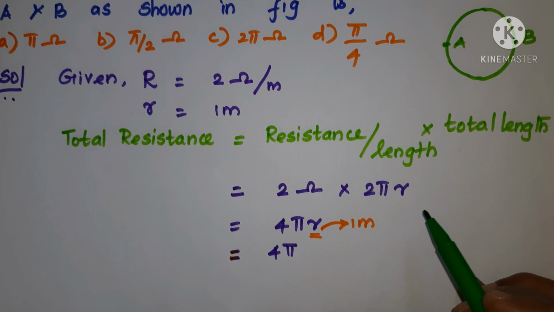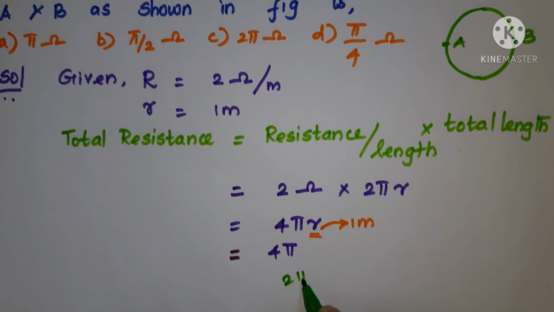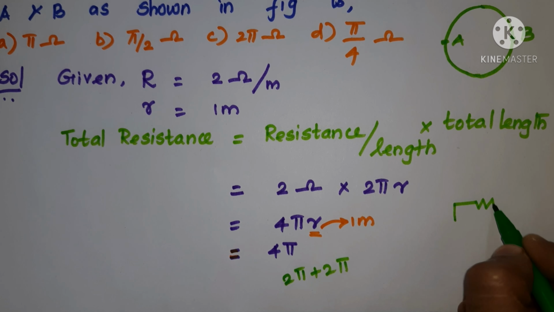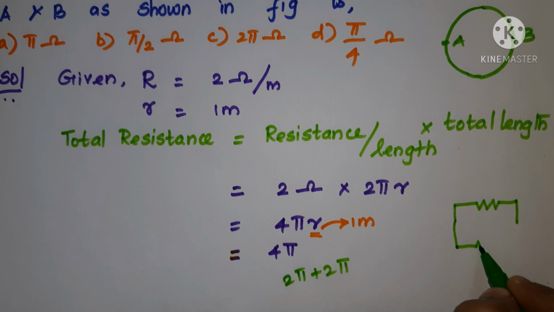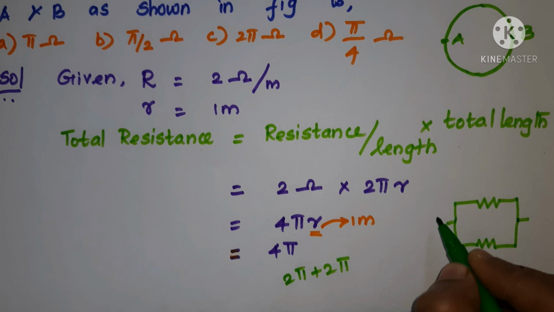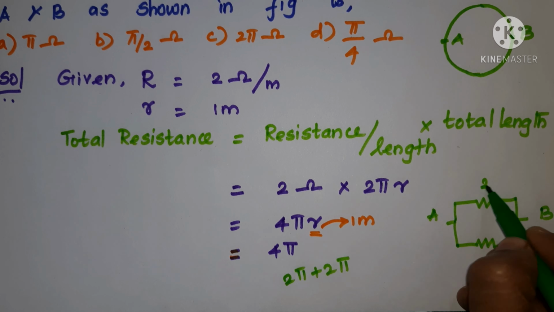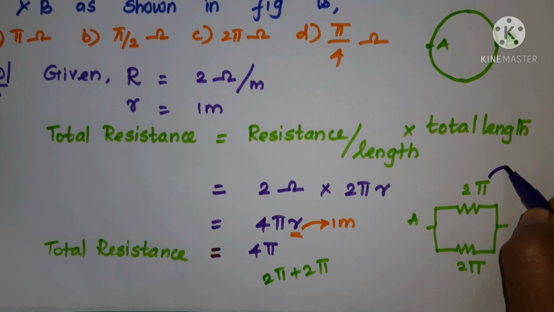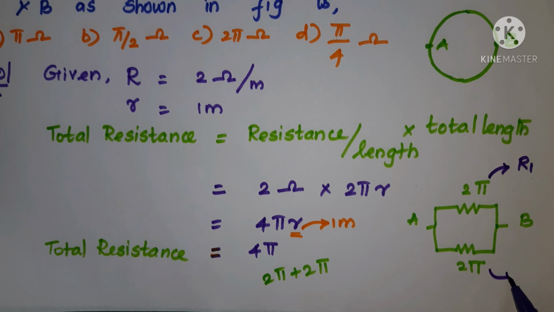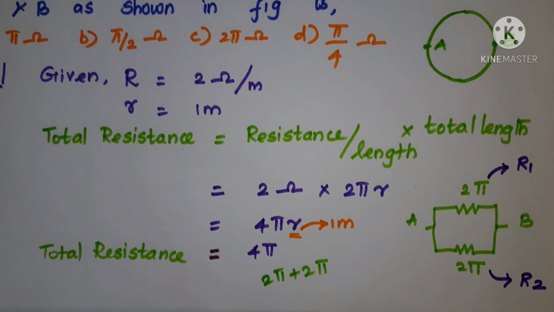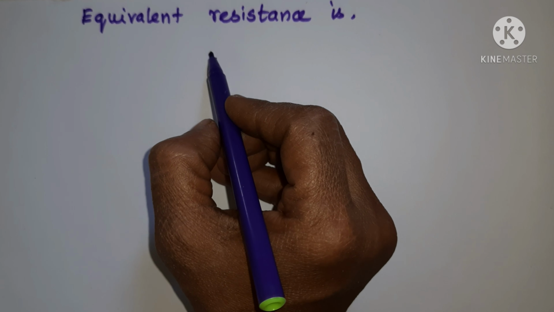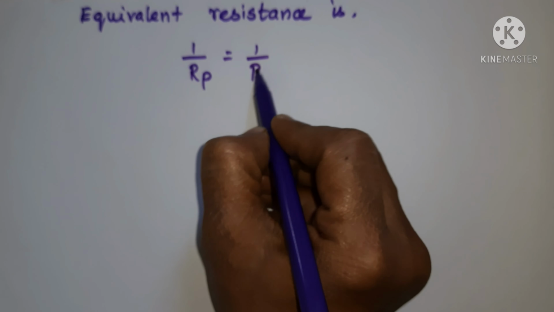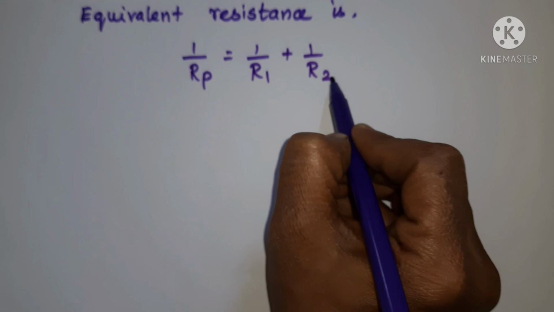So the resistance now is divided into 2 pi plus 2 pi. This is the resistance at one half. This is the resistance at the other half, at the points A and B. So we have this to be 2 pi and this one to be 2 pi. We shall now assume this resistance to be R1 and this to be R2. Therefore, the equivalent resistance is, as the resistances are connected in parallel, 1 by Rp is equal to 1 by R1 plus 1 by R2.